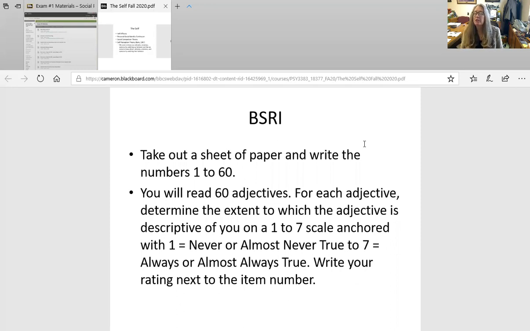If you have any questions on how to do this, feel free to either email me directly or use the discussion board in the Blackboard section of the course, and I can answer it there. Once you have the numbers 1 through 60 down, you may need to stop the recording to write them, then turn the recording back on. Let's assume everyone has the 1 to 60 written down.